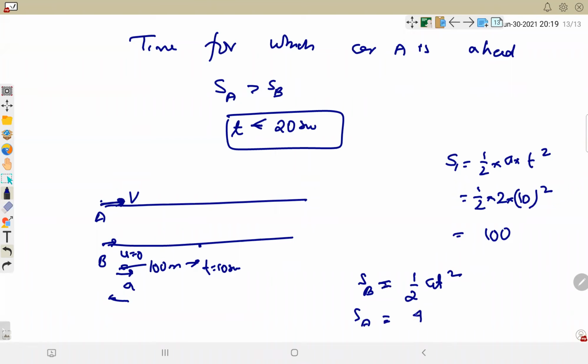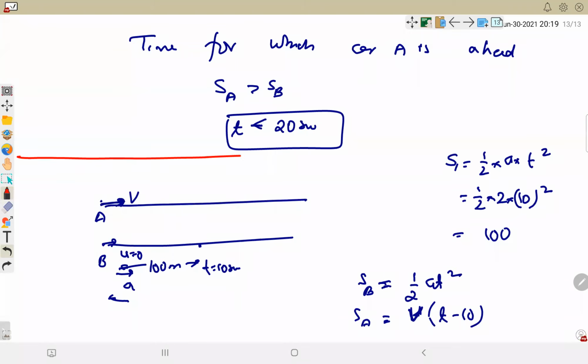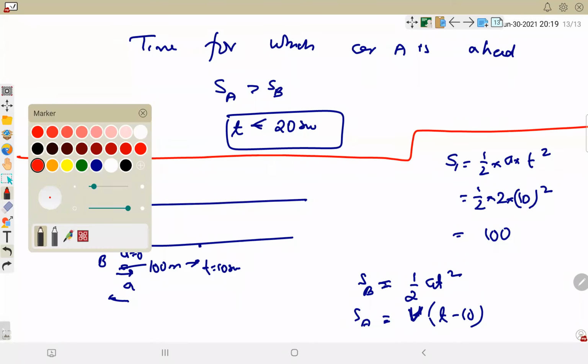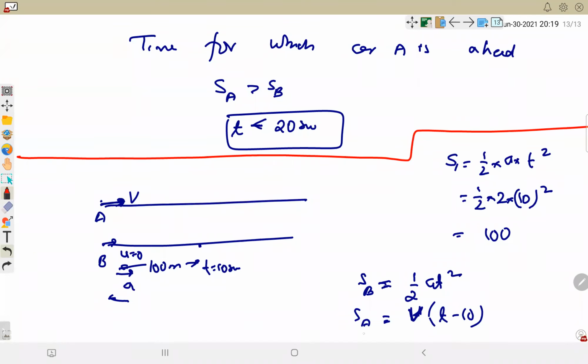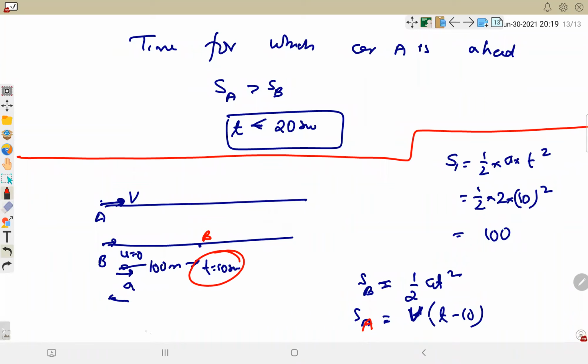then SA is moving for time of t minus 10. This is the second method. पहले मेथड में हमने A का टाइम लिया था, A के स्टार्ट होने के t टाइम के बाद, and now we are taking time from B. So if B is moving for t seconds, A is moving for time t minus 10 seconds, क्योंकि B के 10 second move करने के बाद ही A ने जर्नी स्टार्ट की है. Again we'll apply the same condition that SA is greater than SB.